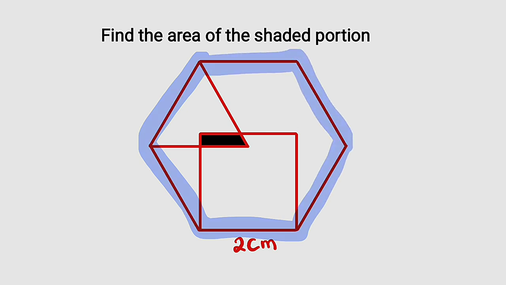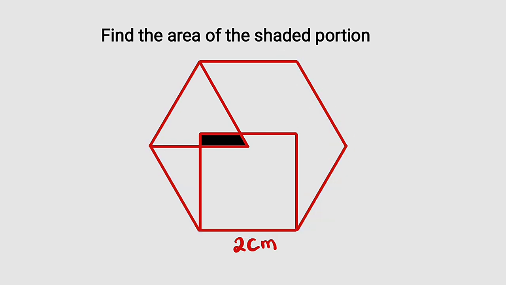Remember, a regular polygon has all its sides equal. So it has a dimension of 2 centimeters. This is a square which is attached to one side of the polygon. So since it is a square, all sides are equal, right? So every single side here is 2 centimeters each.